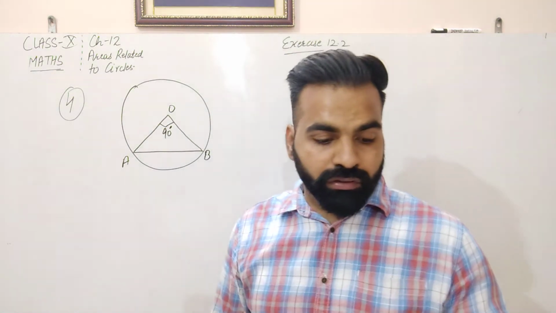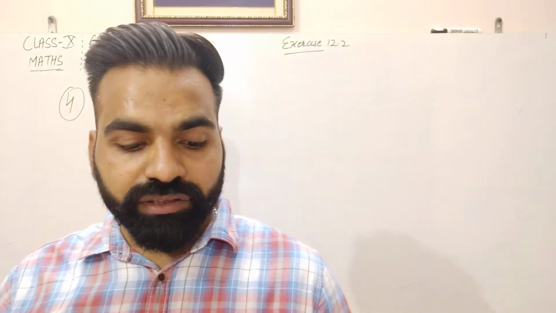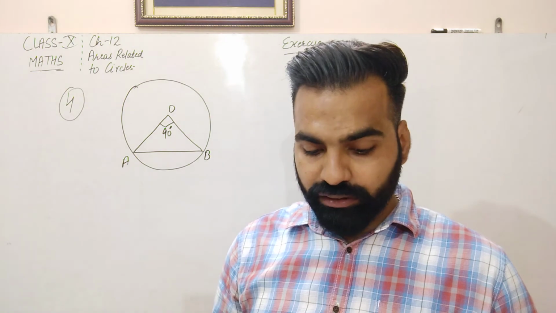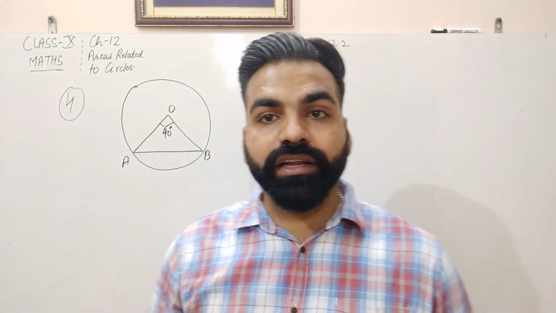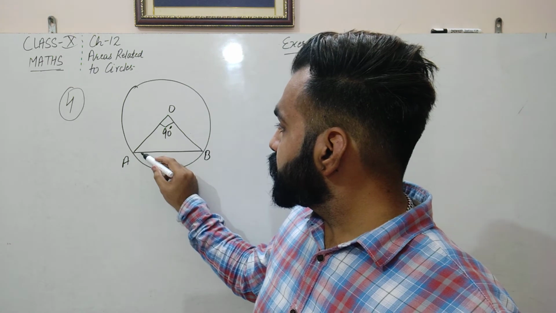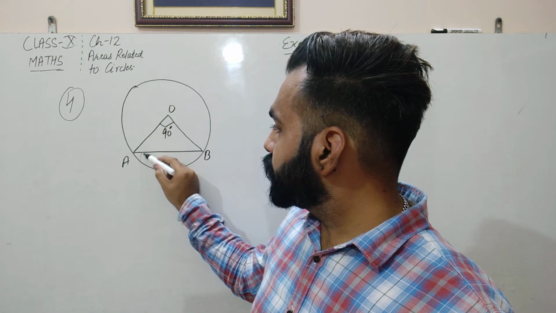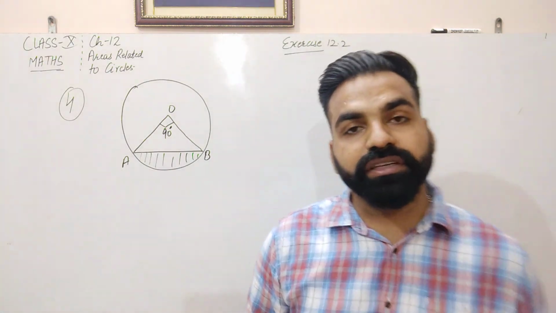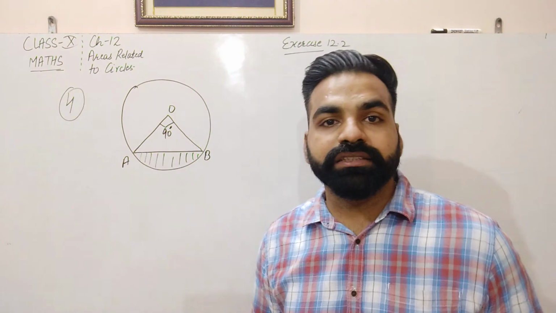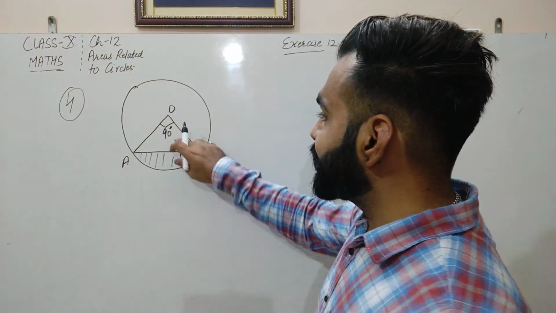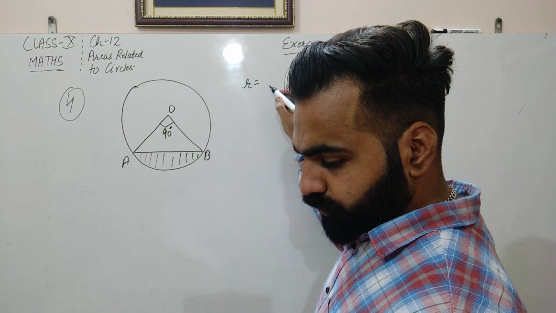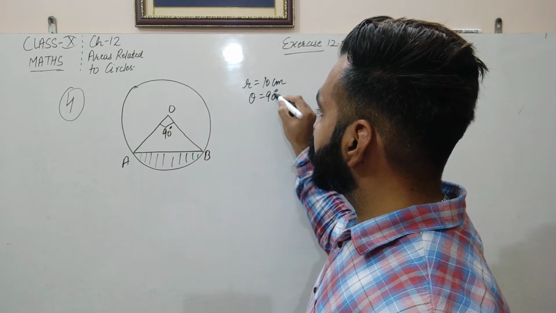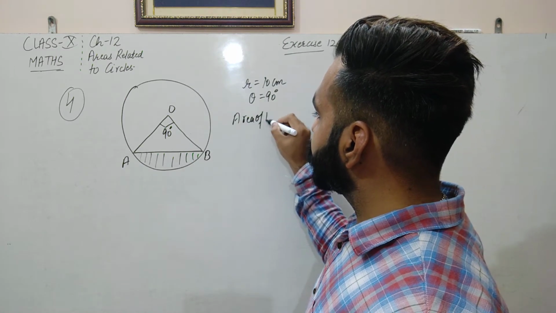Clear everyone? Find the area of the corresponding minor segment and major sector. First of all, we have to calculate area of the minor segment. So this is the minor segment here, a shaded part. So we have to calculate the area of this minor segment. And what is the formula? Pi r square theta by 360 minus half r square sin theta. Theta is 90 here. So r is equals to 10 centimeter. Theta is 90 degree. So area of minor segment.